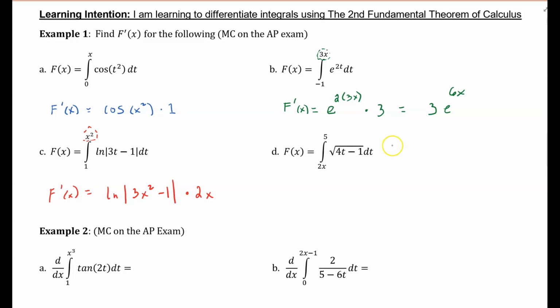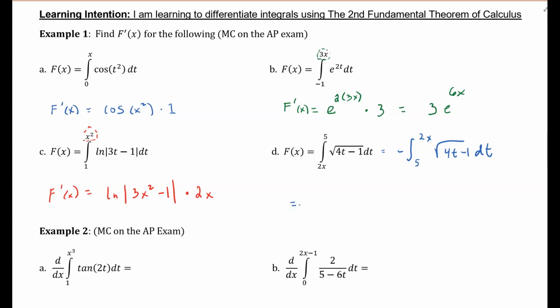Okay, here is D. What you should notice is that the constant value is in your upper limit, and you want that in your lower limit. So I'm going to redefine this integral as the negative integral from 5 to 2x of the square root of 4t minus 1 dt. Don't be scared when something looks weird. Remember that property: I can flip my limits and add a negative, and we're in business. Go ahead, pause the video if you didn't catch that. Now try it. I'll show you the answer in a second.